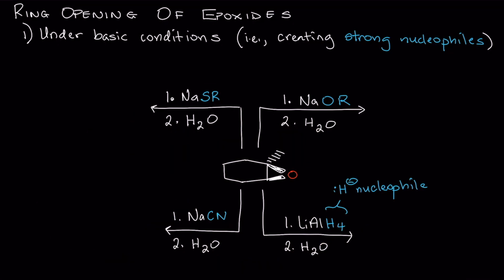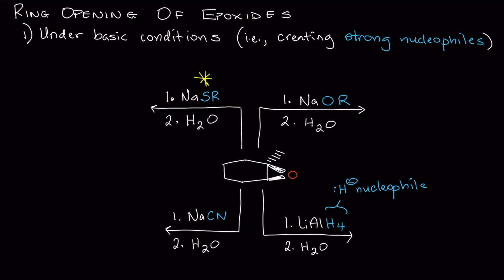Okay, so to put it all together, what we're going to do is take the epoxide which is drawn in the middle. And we're going to treat it with a variety of common nucleophiles that we would use to open up our epoxide ring under basic conditions. So we use our sulfur nucleophiles as our first one.